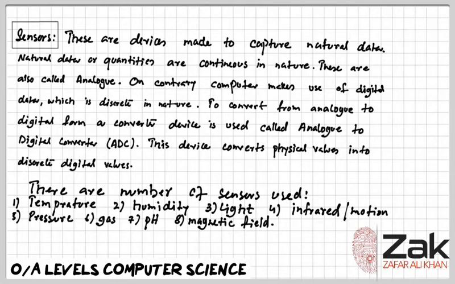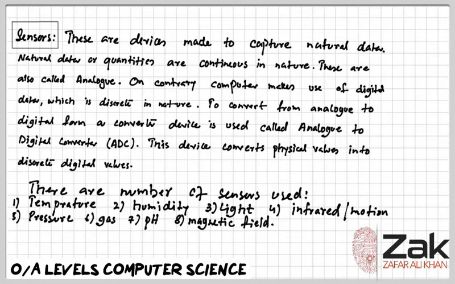Computers cannot make any sense of these physical quantities, and the data needs to be converted into the digital format. This is usually achieved by an analog to digital converter, which is also called an ADC. This device converts physical values into discrete digital values.